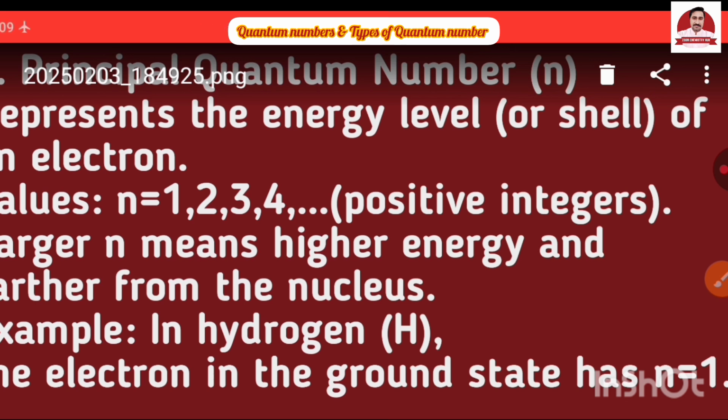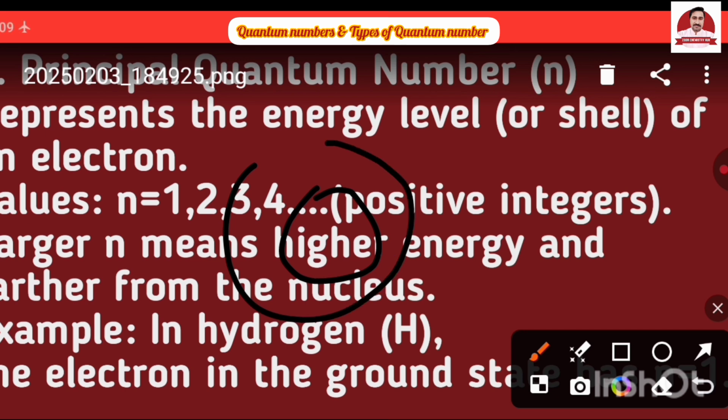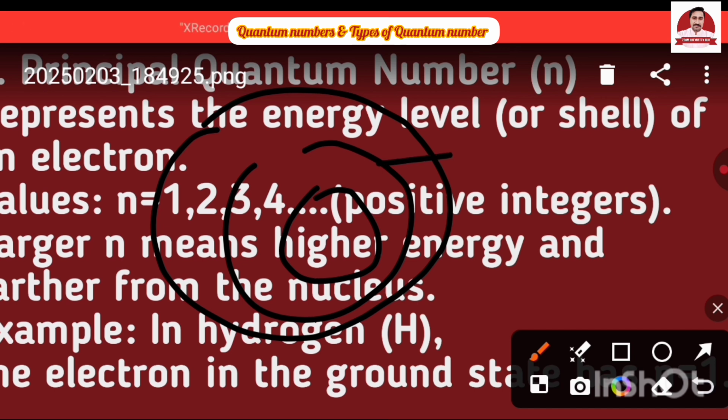The larger the n value, the higher the energy and the further from the nucleus. Meaning to say, if the energy level is large, it is further from the nucleus, like the first shell and the second shell, or the first energy level and the second energy level. So we can see that as we move away, the distance increases from the nucleus of an atom.